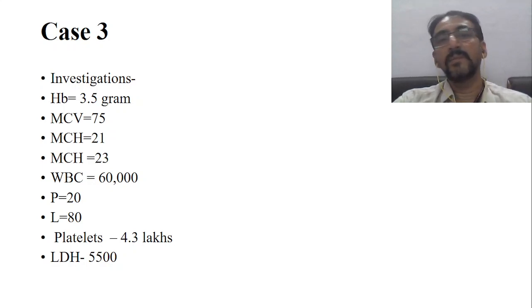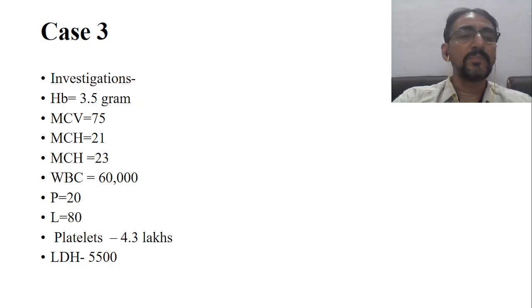That means your mean corpuscular volume is decreased, microcytic. MCH is also 21 and MCHC is 23. Hemoglobinization and hemoglobin percentage are both decreased. So the above picture is suggestive of hypochromic microcytic anemia. So that's all about the red cell indices. It is hypochromic microcytic anemia.